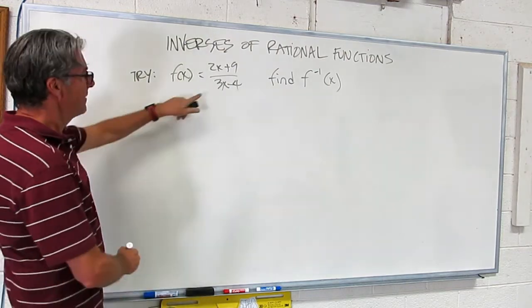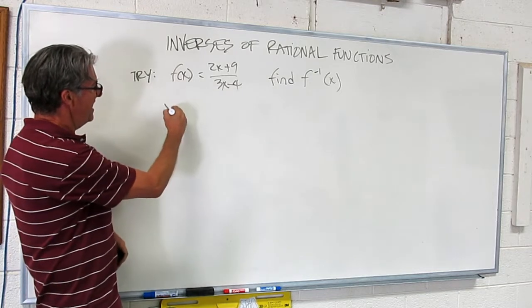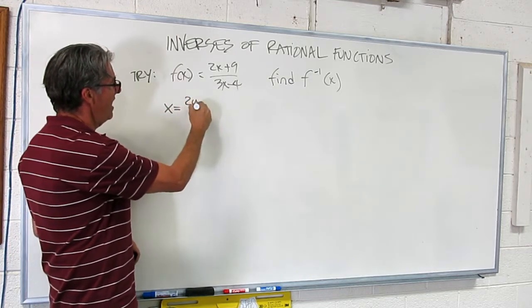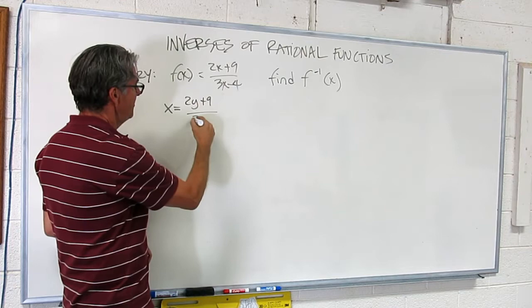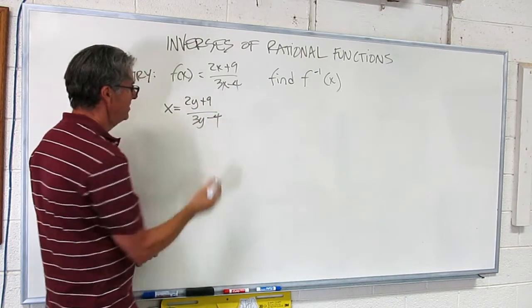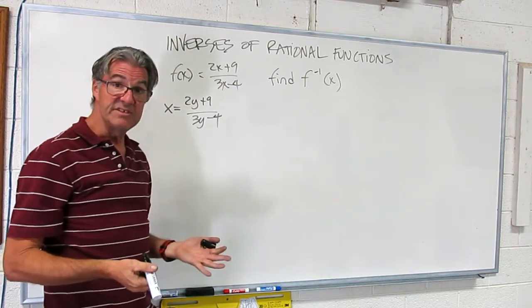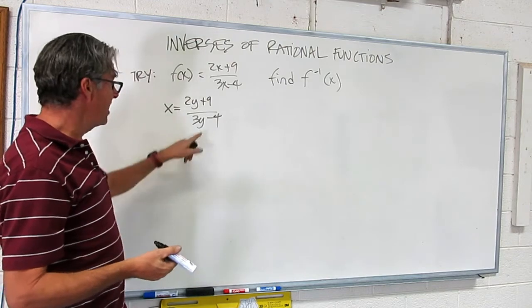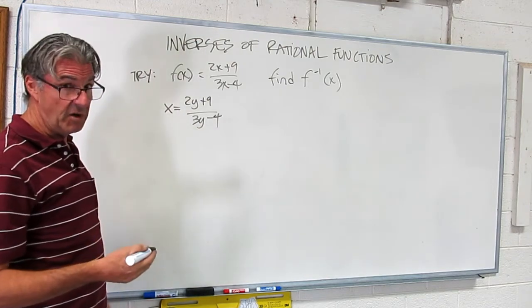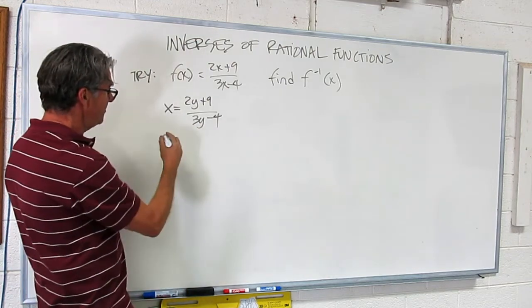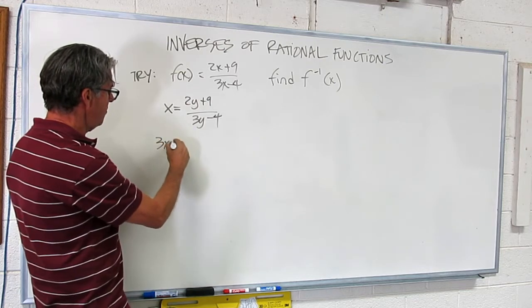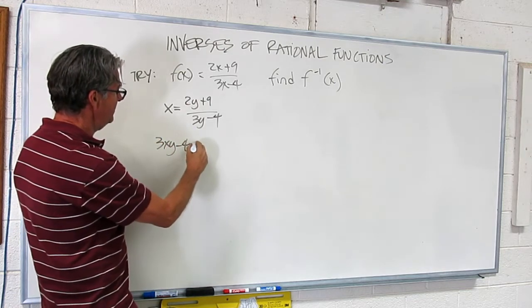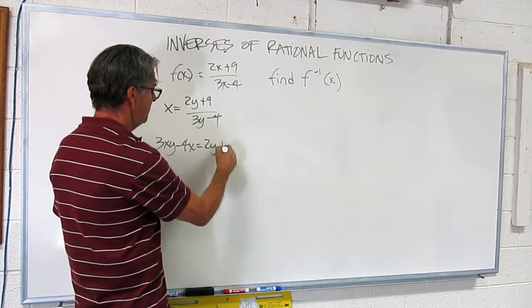So here we go. I'm going to switch my x and y, so I get x equals 2y plus 9 over 3y minus 4. So there's essentially my plug-in step for this technique. Now I just need to isolate y alone, and I've done all my work. So first thing, cross multiply. I'm going to get 3xy minus 4x equals 2y plus 9.